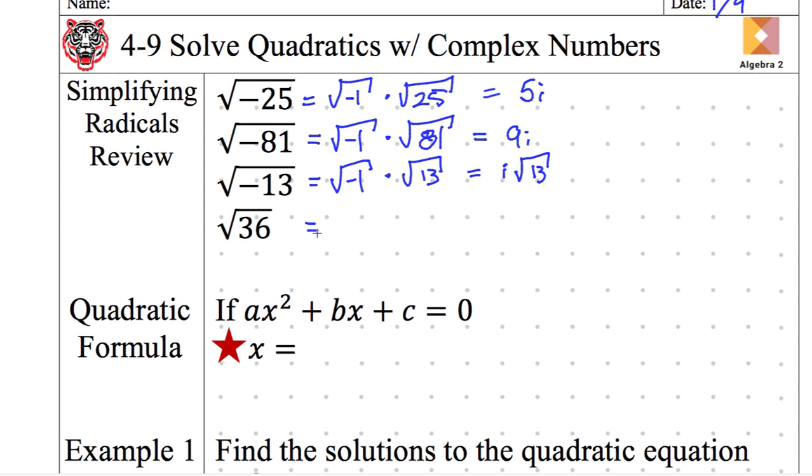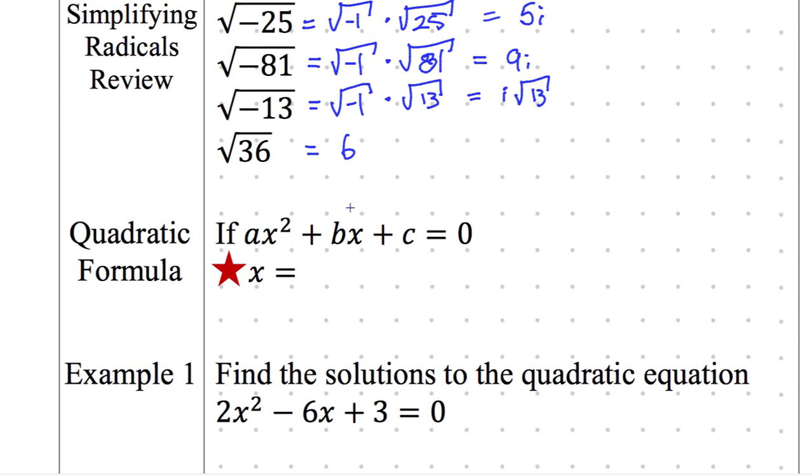And finally, what about square root of 36? Six, yeah. You don't always have an i. You only have an i whenever you have a negative. So just be careful for that one. I was trying to trick you, but you didn't get tricked.